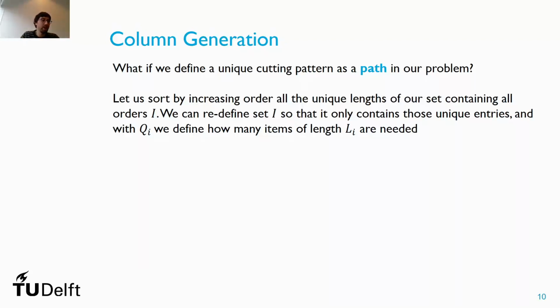And to do so we can get all the items that were requested, and we can only identify the unique items in terms of length. We still call this set I, but now it's only a subset of the original set. And with q_i we define how many items of a certain length are needed.